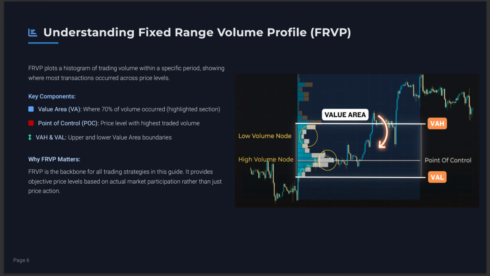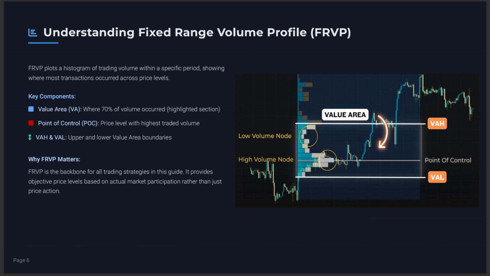Now let's get into the nuts and bolts of the Fixed Range Volume Profile, or FRVP. This is the specific tool we'll be using for our trading strategy. When you draw a fixed range volume profile, you're essentially asking the market, show me exactly where all the trading activity occurred between these 2 points in time. The result is a horizontal histogram that reveals the market's true structure.